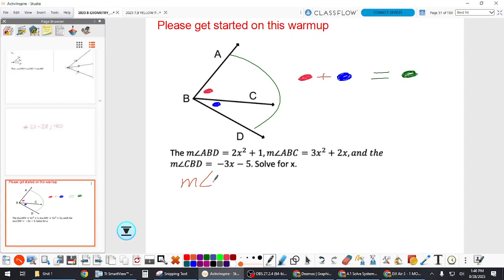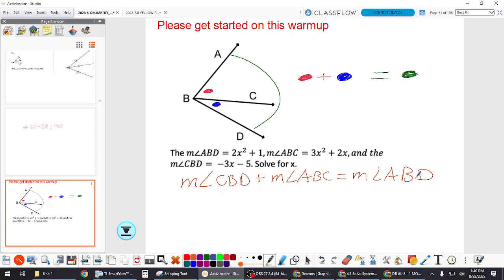Measure of angle, if we're thinking of the door, it would be angle CBD plus, then you open the door further, so plus measure of angle ABC, and that equaled the total opening, which was the measure of angle ABD. Okay? Are we following on the geometry concept? By the way, that is the end of the geometry. We have used it to establish a relationship.